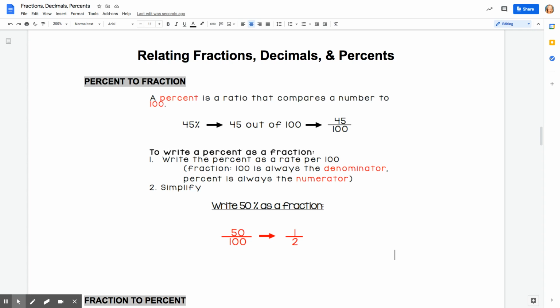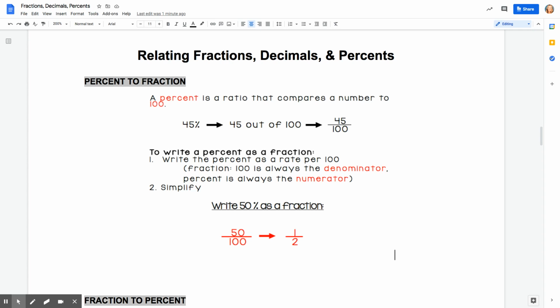Can this be simplified? Yes. So if you were asked to put a percent to a fraction, once you get to this position here, you would need to simplify it. And how do you simplify it? You simplify it by making an equivalent fraction, so finding a common factor that can go into both numbers. So for example, 45 can be divided by 5 as well as 100. So 5 goes into 45 9 times, and 5 goes into 100 20 times. So the answer to this would actually be 9 over 20 once simplified.